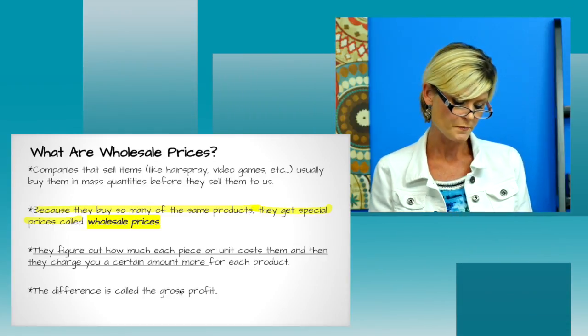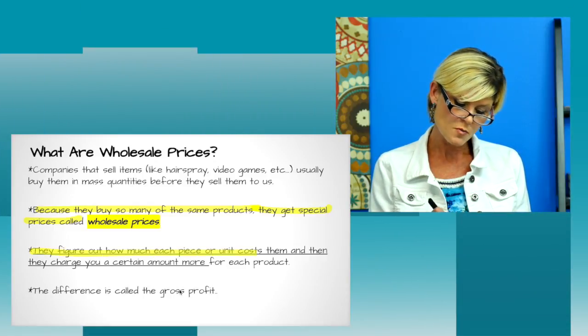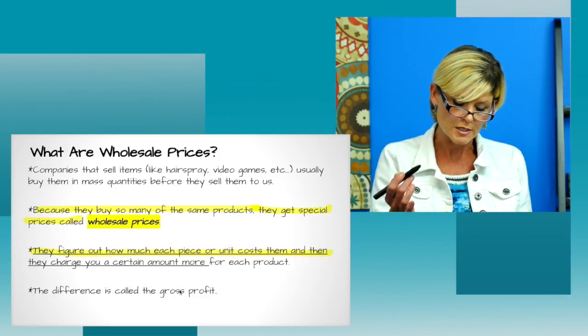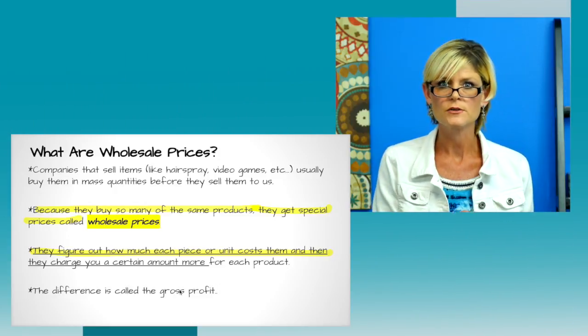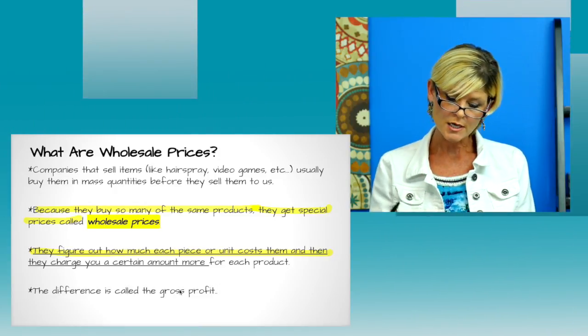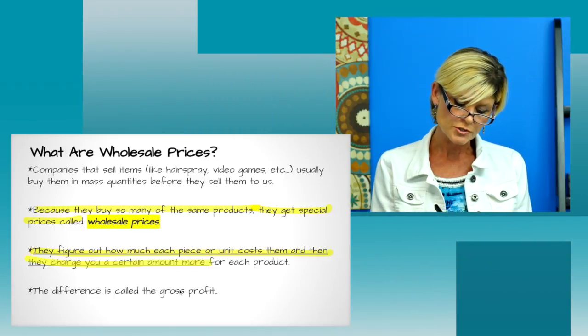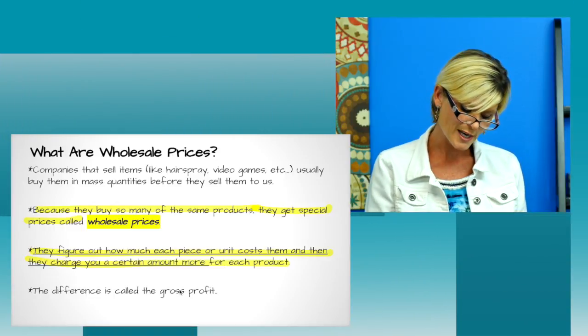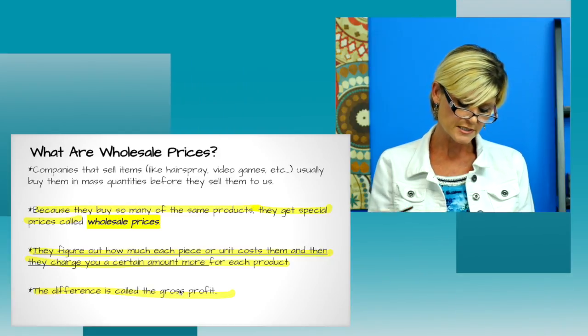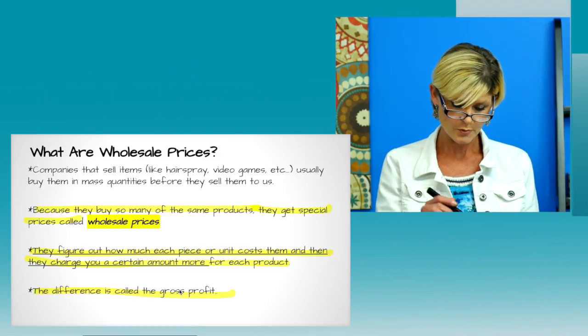items in the store. So they figure out how much each piece or unit, let's say one video game or one can of hairspray, costs them, and then they charge you a certain amount more for each product. That difference is called their gross profit.